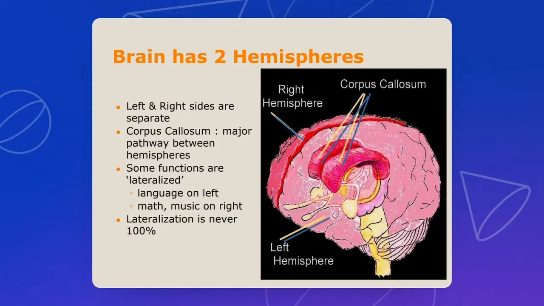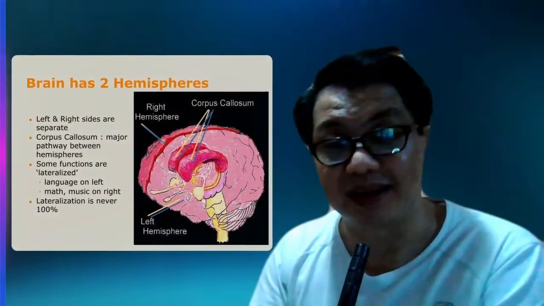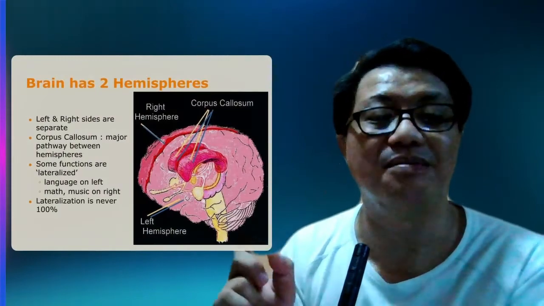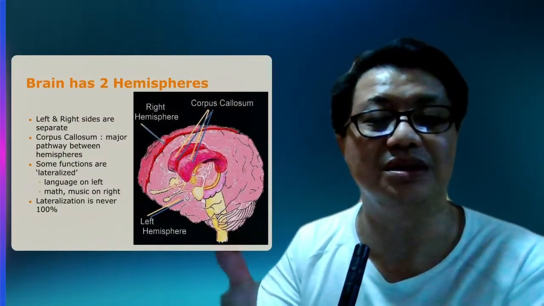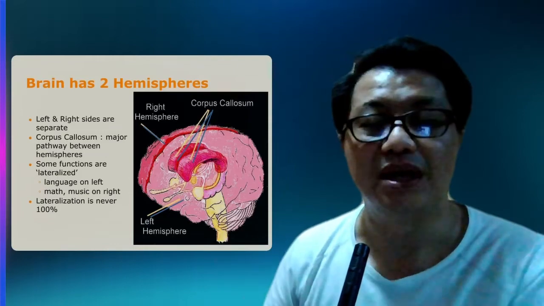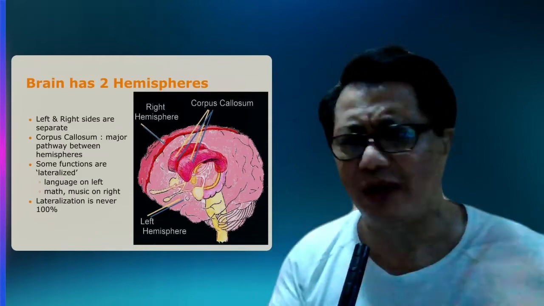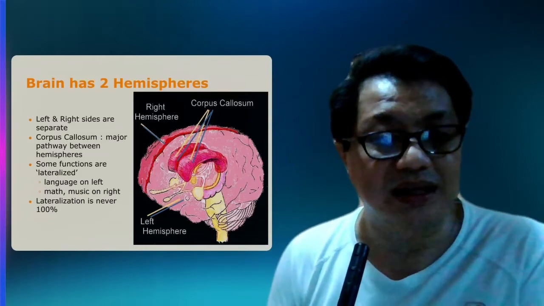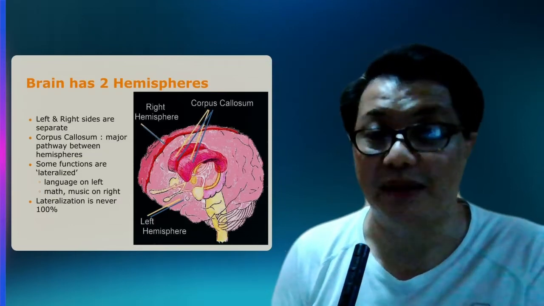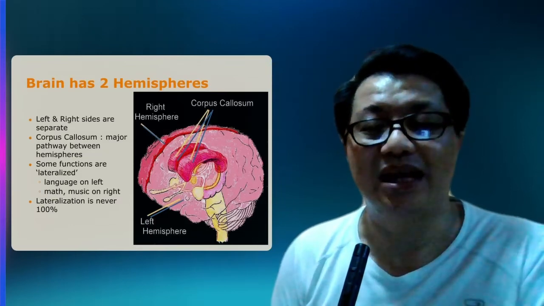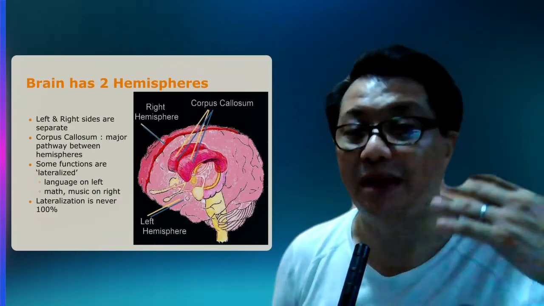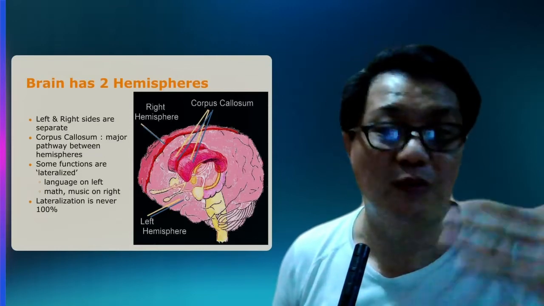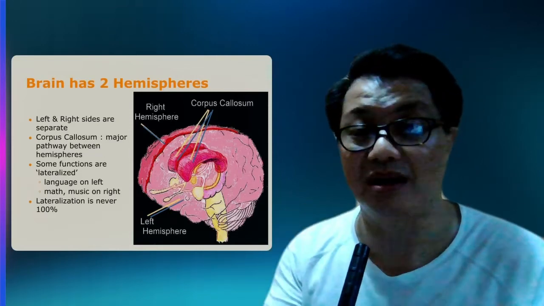Okay, even though they are separate, they are connected by that bridge of tissue called the corpus callosum. So importante siya. And why do we know this? Because in studying conditions of epilepsy, na-realize nila that epileptic seizures tend to start from one hemisphere and cross to the other erratically.